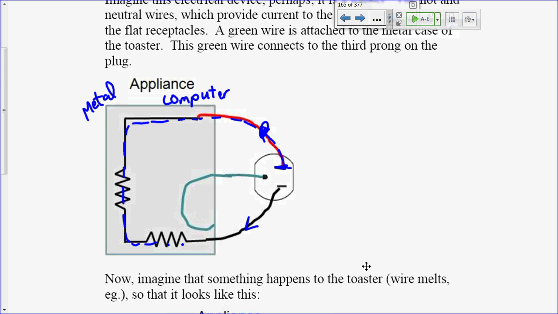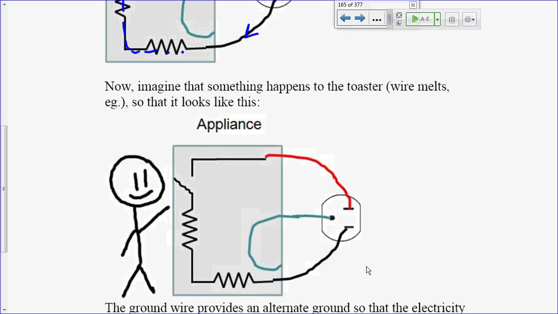Now, if you imagine that something happens, like you get a wire that breaks or melts or whatever, then you get this wire that is going to go and touch the metal case. And then when you have current that comes in, it goes here, and then it charges all of this case. And it's just waiting for somewhere to go. And then, of course, you come along and you touch the metal case, and the electricity goes through you.